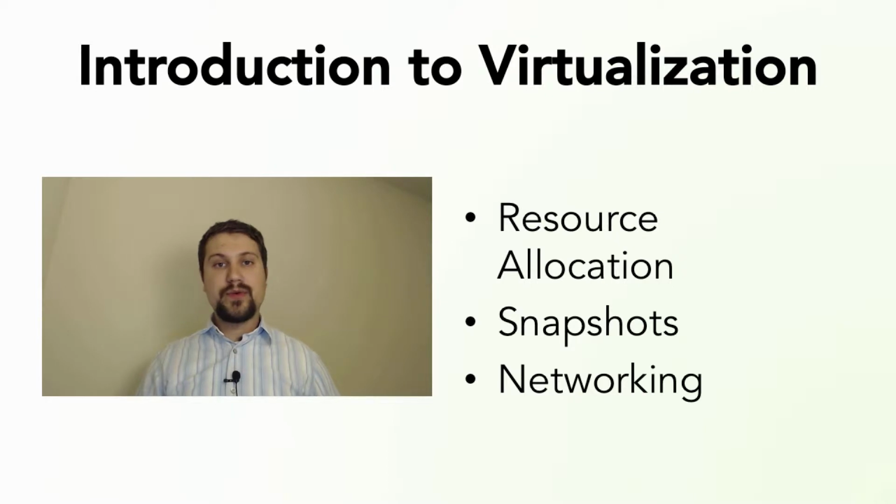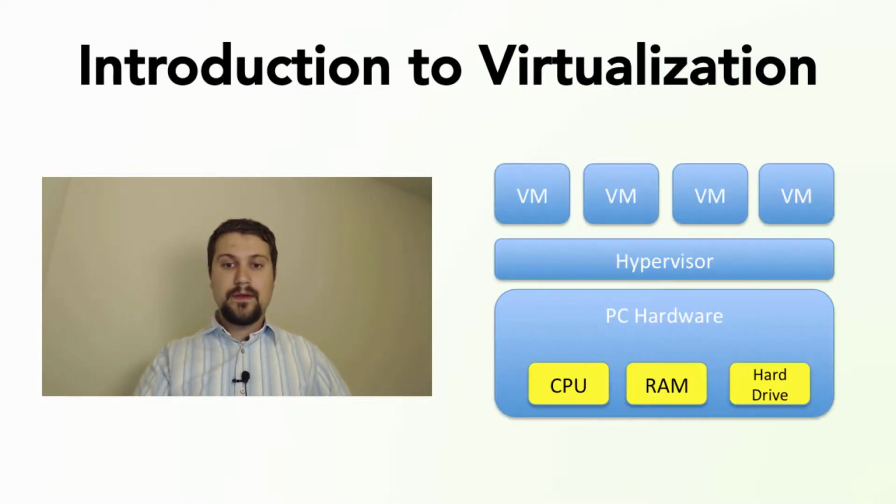So I want to talk about three things: resource allocation, snapshots, and networking. Those are three very distinct things that VMs and virtualization do differently than physical hardware. First I want to show you this little picture I built here. This is how virtualization works.